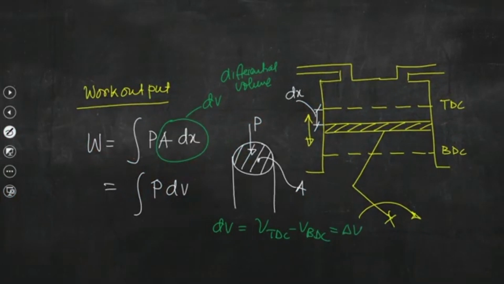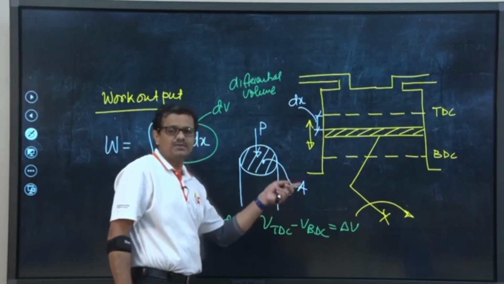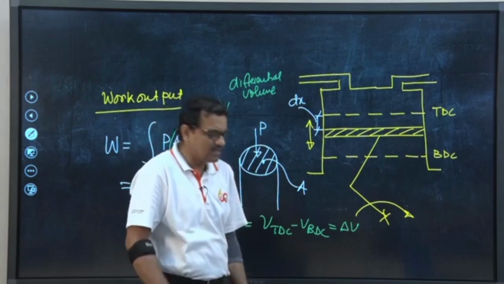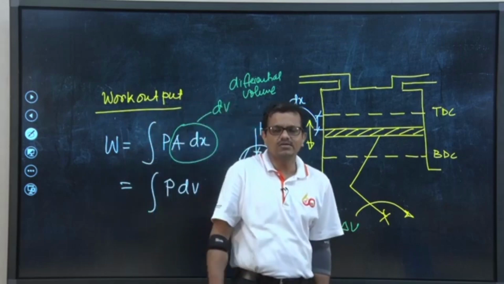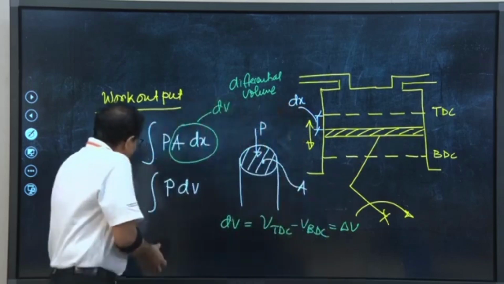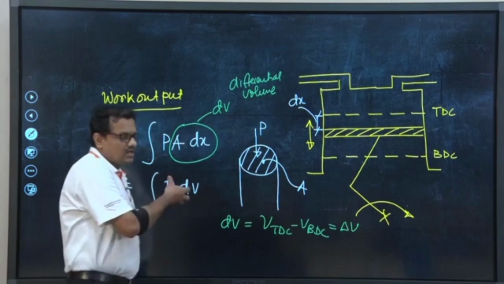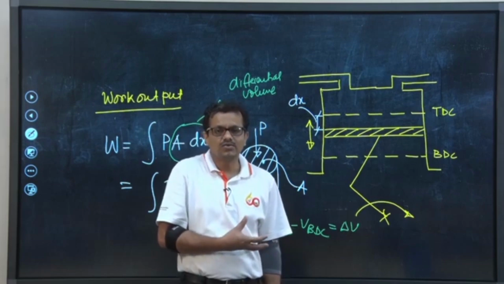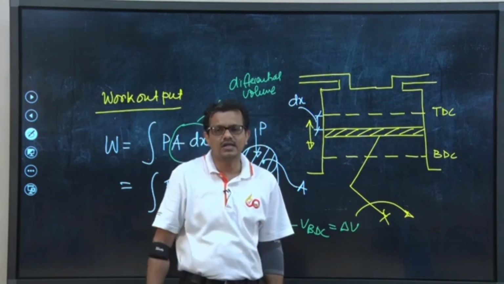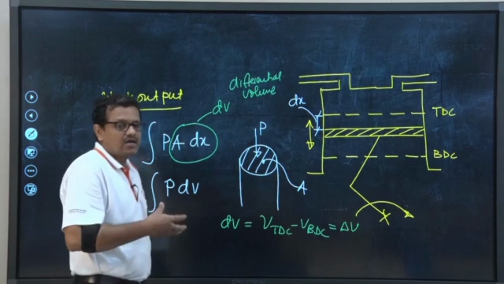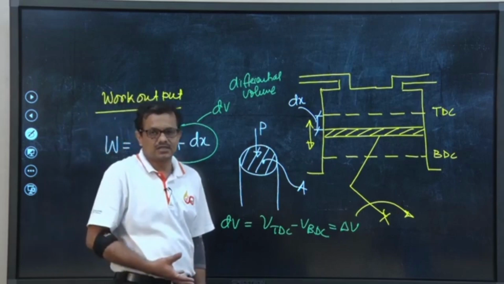So, this is let us say delta V. Volume will be changing like this, but it is very unlikely that for a change in volume from TDC to BDC, pressure will remain the same throughout the process. It is changing continuously as the piston moves from TDC to BDC. So, to get the expression of the work done without going into much complex computational analysis, we can introduce the concept of mean effective pressure or average pressure.